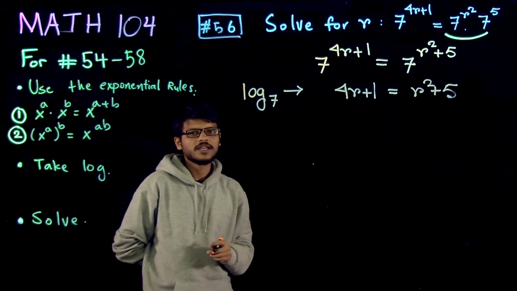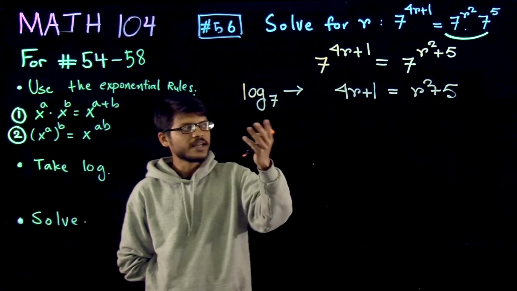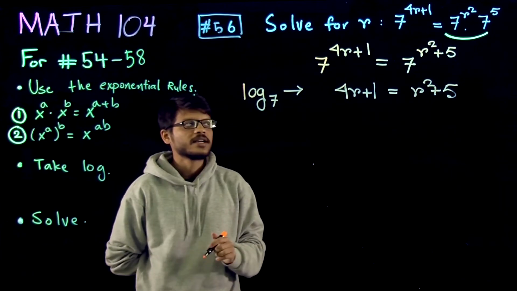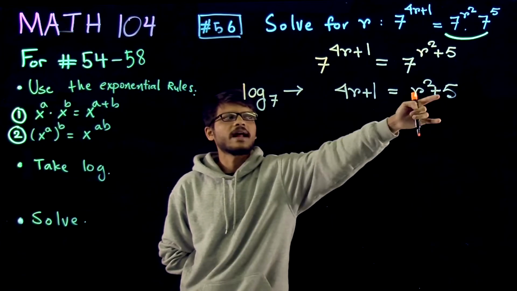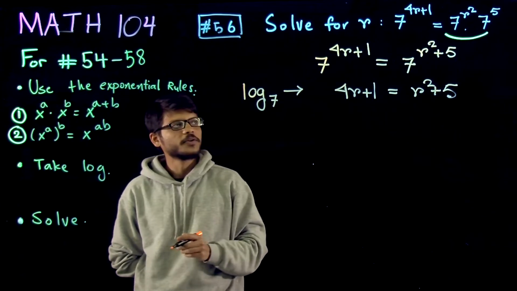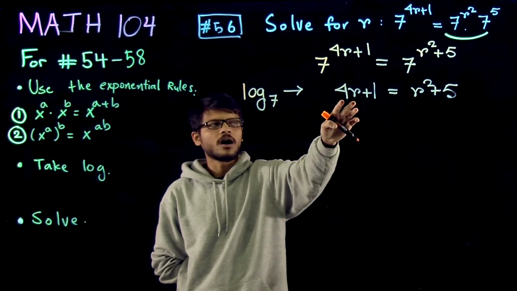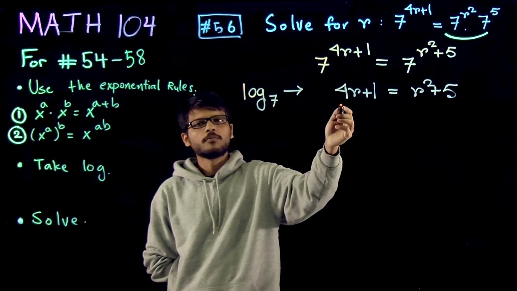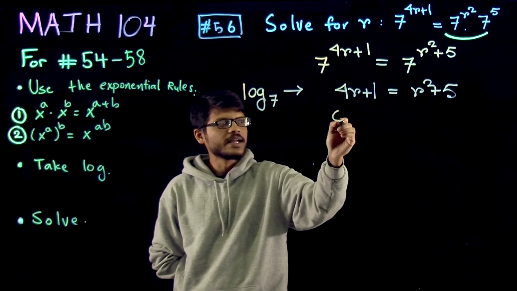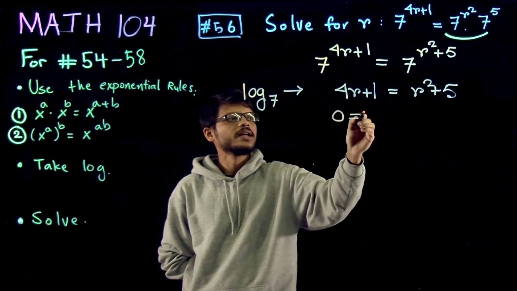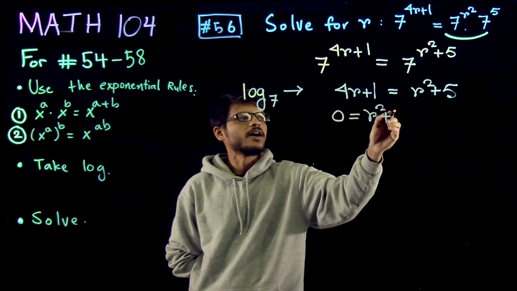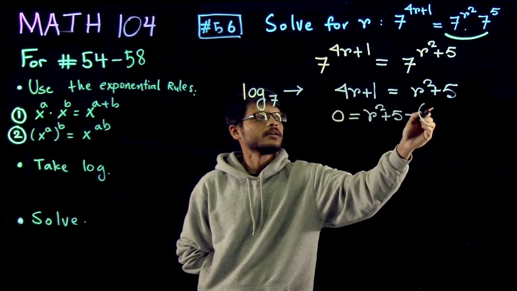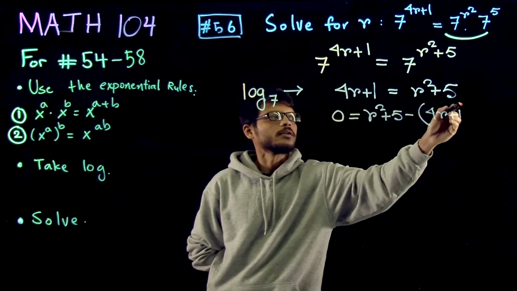The way you solve an equation like this is you take all the terms to one side. Let us take all the terms to the right hand side. So we have to subtract 4r and plus 1 from both sides. If you subtract 4r plus 1 from both sides, in the left hand side we will get 0, and in the right hand side we will get r squared plus 5 minus (4r plus 1).